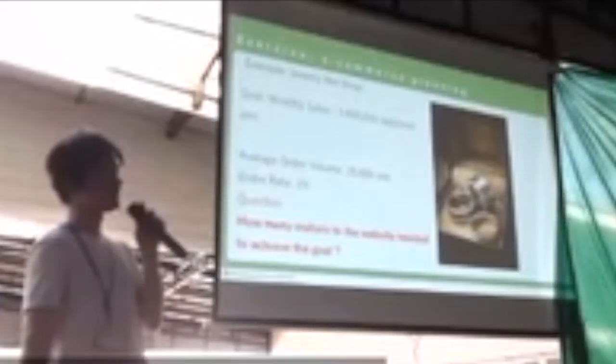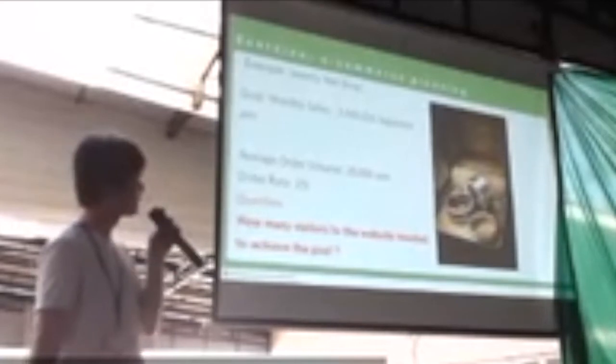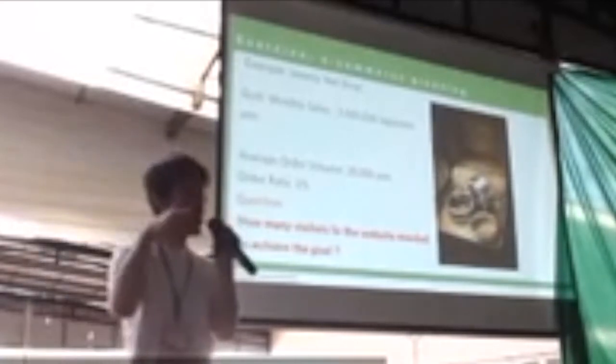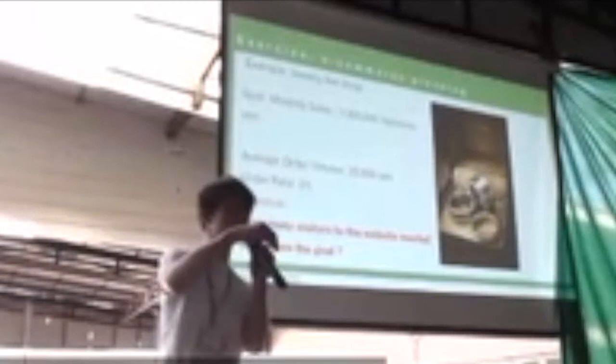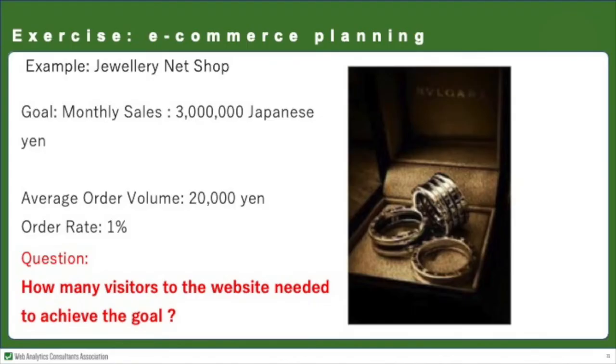Order rate, do you understand? It's 1%. It means that, for example, if 100 visitors come to your website, only one person orders. That is the order rate, in this case 1%. Question: how many visitors to the website are needed in order to reach that goal? The goal is 3 million Japanese yen, and with the additional information you can guess how many visitors you need.